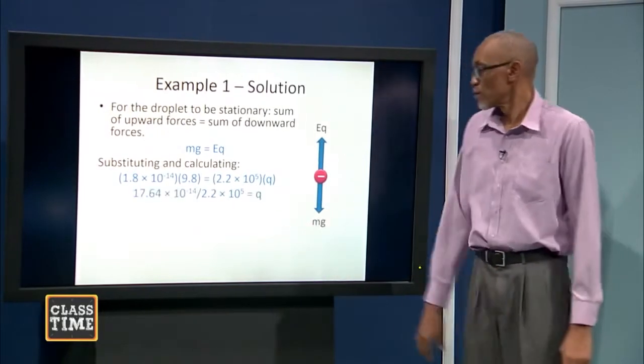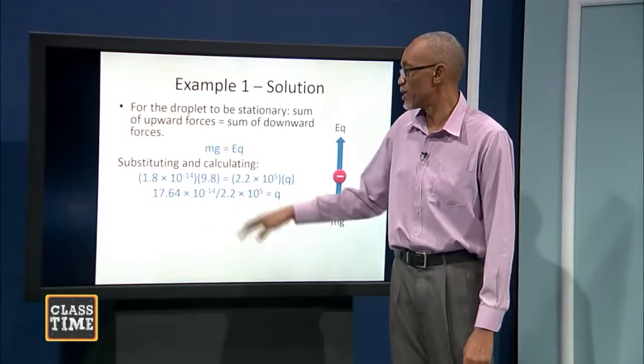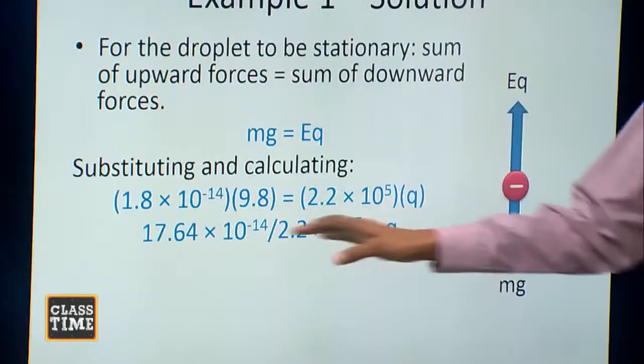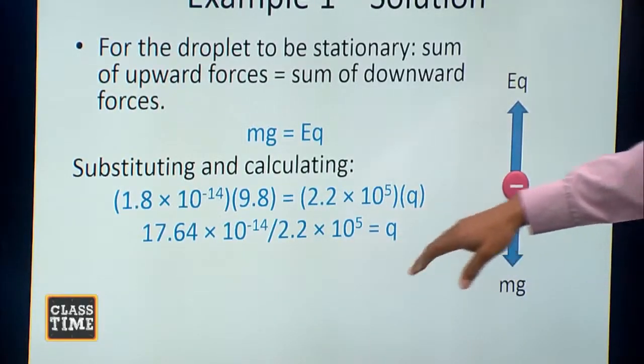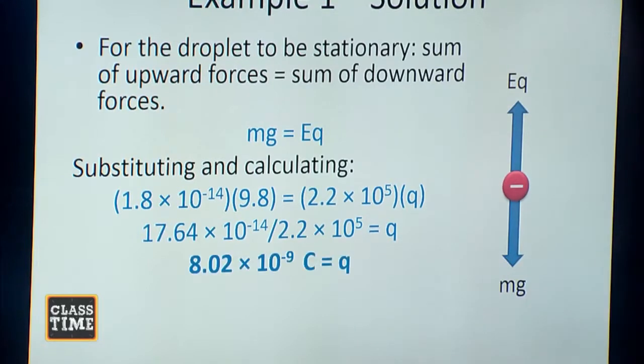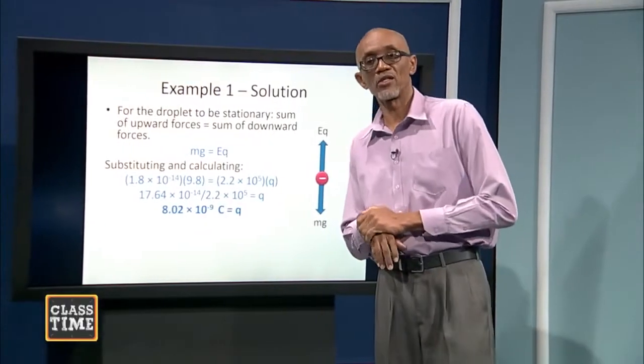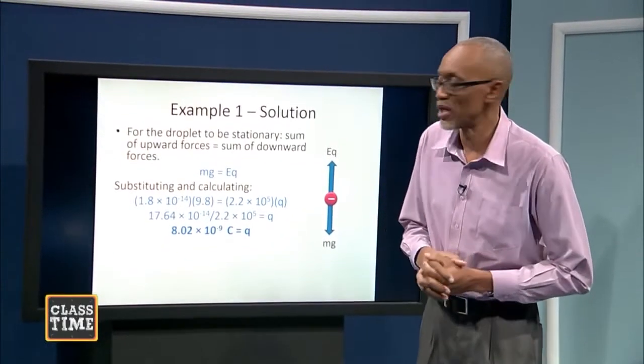So we rearrange and cross multiply, and we get that Q is equal to 8.02 by 10 to the negative 9 coulombs, or 8.02 nanocoulombs. All right, so that's an application.